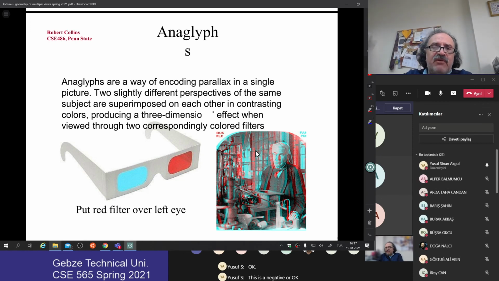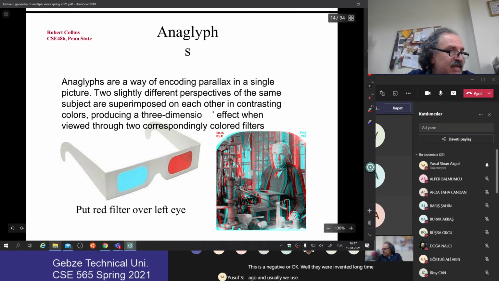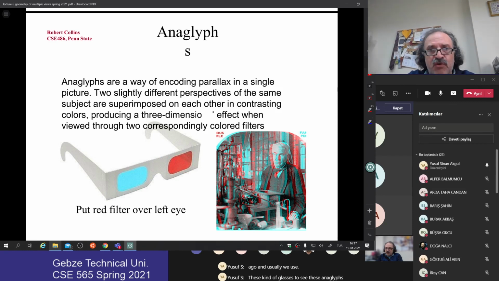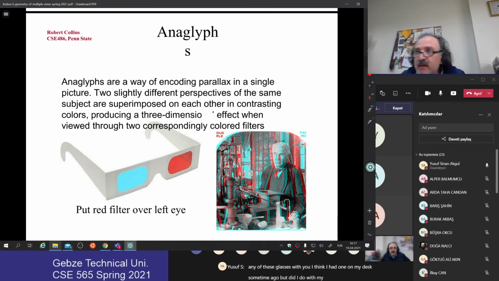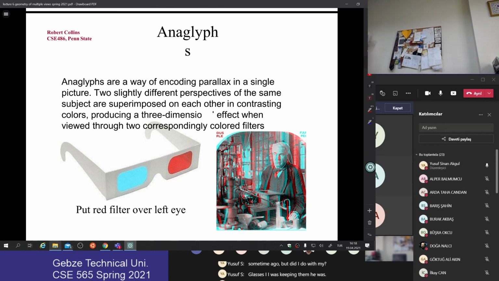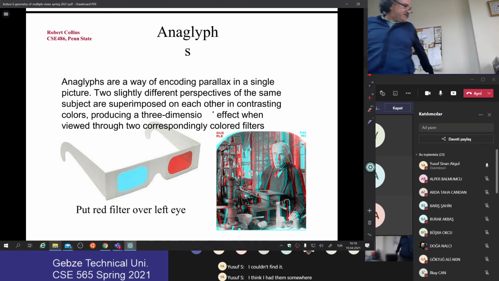Anaglyphs, okay, they were invented a long time ago, and usually we use these kind of glasses to see these anaglyphs. Do you have any of these glasses with you? I think I had one on my desk some time ago. What did I do with my glasses? I couldn't find it.